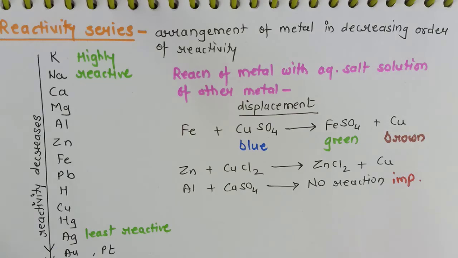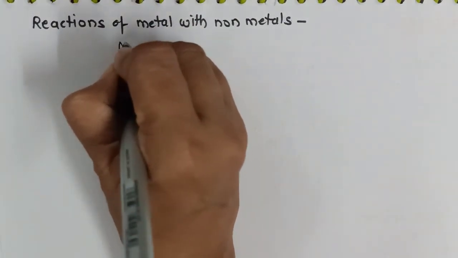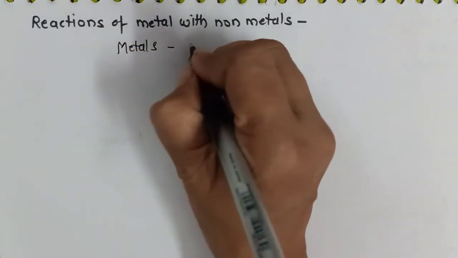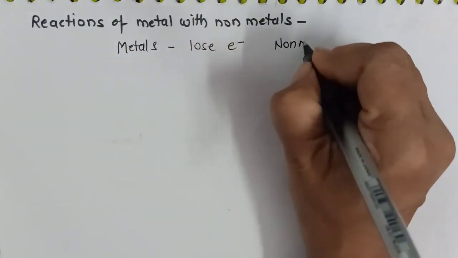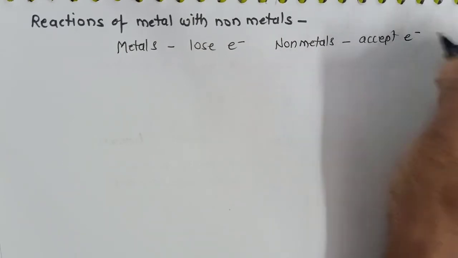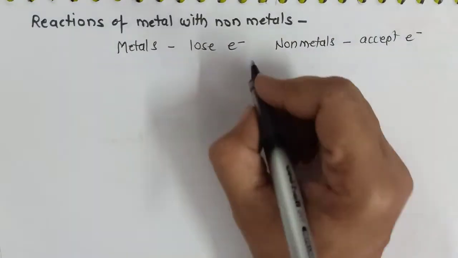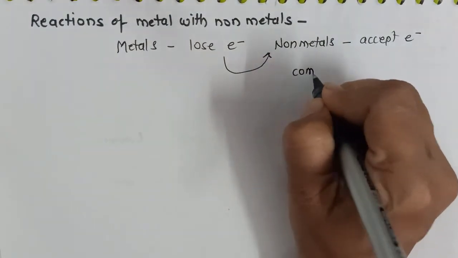Let us move on to next chemical property. The next property is the reaction of metal with non-metal. Just now we have seen the reaction of metal with a metal. Now we'll study the reaction of metal with a non-metal. For this we need to brush up some basic knowledge that metals have a tendency always to lose electron. What is the tendency of non-metals? Come on, guess the answer. Non-metals always accept electron. So whatever electrons are lost by metals, they will be easily accepted by non-metal and as a result a compound will be formed.